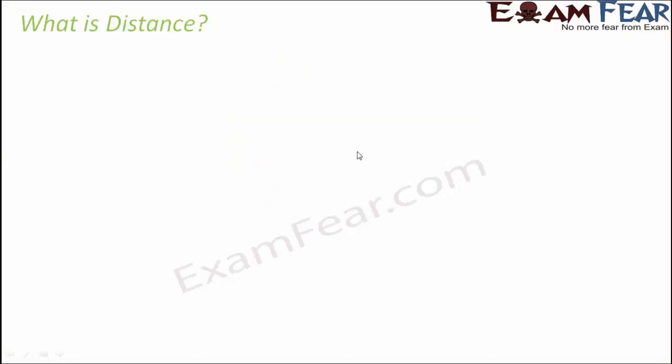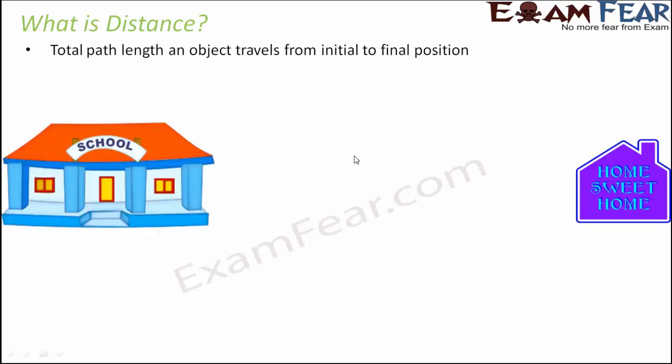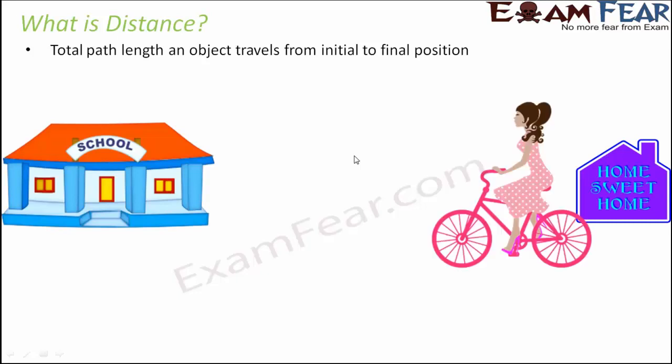How do we define distance? It is the total path length an object travels from initial to final position. So let's take an example in order to understand it better. So let's say this is your home and this is your school, and this girl is traveling with her bicycle from home to school. Okay, so what would be the total distance here?